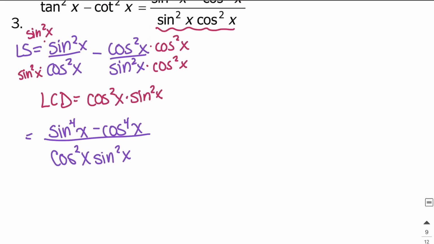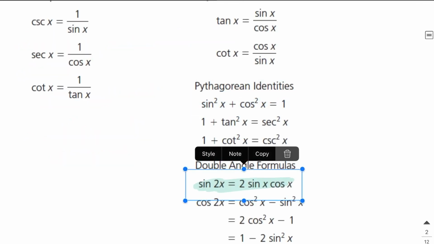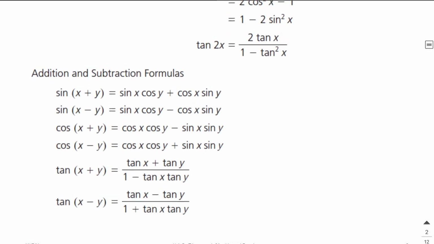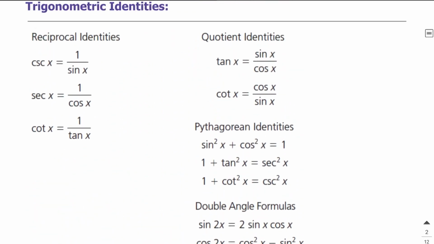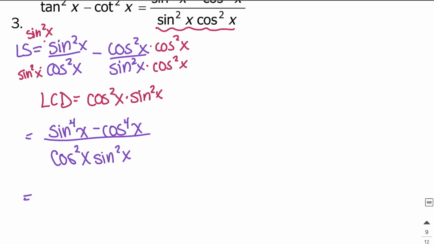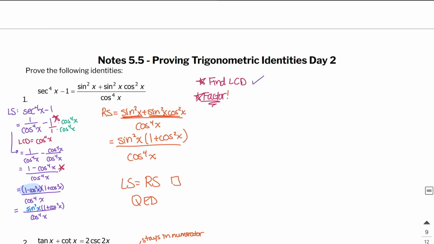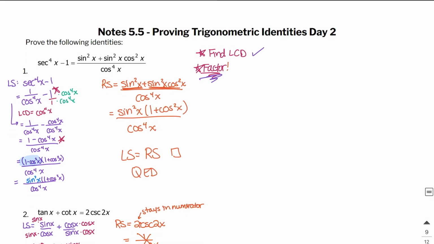All right, cool. Now, there's not really a whole lot more that I can do with this. And if I go back and look at all my identities that I have here, there's nothing about anything to the power of 4. So this isn't going to be helpful to me yet to use my identities. So what are some other things that we have done in the past? We said find an LCD, which we've done, but factoring is going to be really helpful as well.